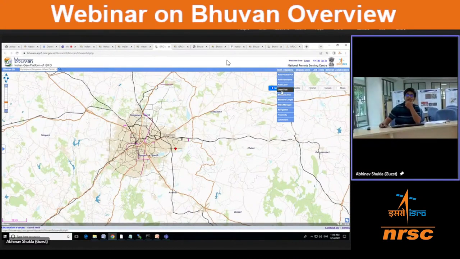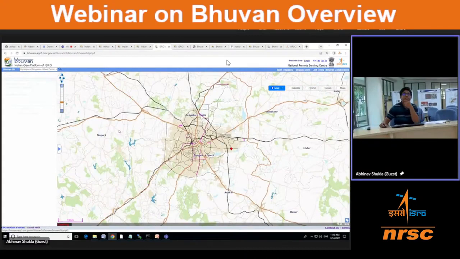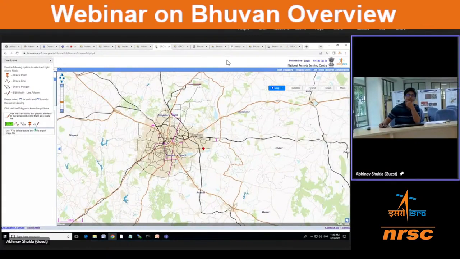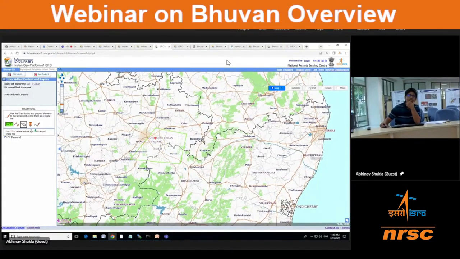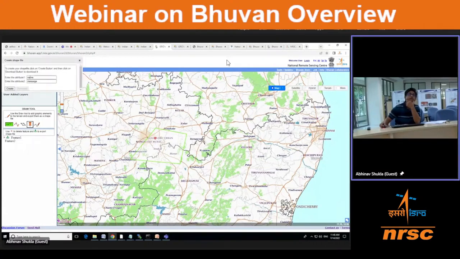The first tool I will demonstrate is the draw tool. With the draw tool, you can draw things on the map. Suppose I draw a polygon on the map using this. I draw and I save it. So here the feature is saved and we can download the feature as a shapefile. If I click this download option, I have to enter two attributes, attribute one and attribute two.